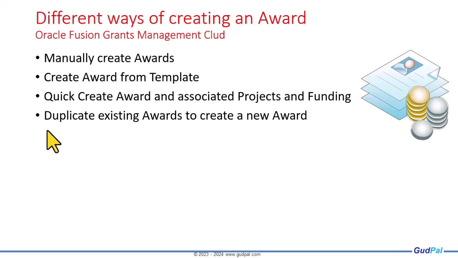In this lesson I'm going to show you two ways of creating the award: the manual way, and then creating the award from a template. The other two methods, quickly creating the award and duplicating an existing award, I'm going to show you in separate lessons. Okay, so let's go into Oracle applications, log in as the project manager who has the privileges for Oracle Fusion Grants Management Cloud, and see how it goes.